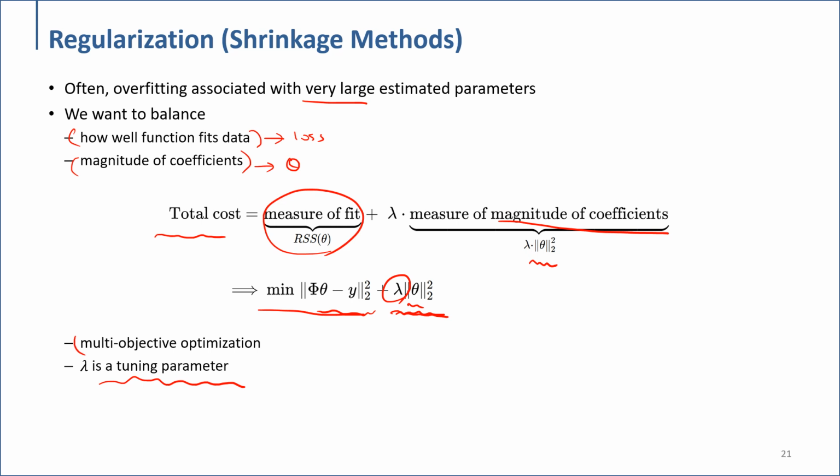In this case, we have two objectives. The first one is minimizing the error of the loss, and the second one is minimizing the magnitude of theta. So we call this a multi-objective optimization.